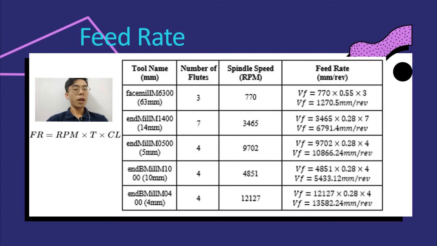For the end ball mill of 10 mm diameter, need to use 5,433.12 feed rate. For the end ball mill of 4 mm diameter, need to use 13,582.24 feed rate. Thank you.